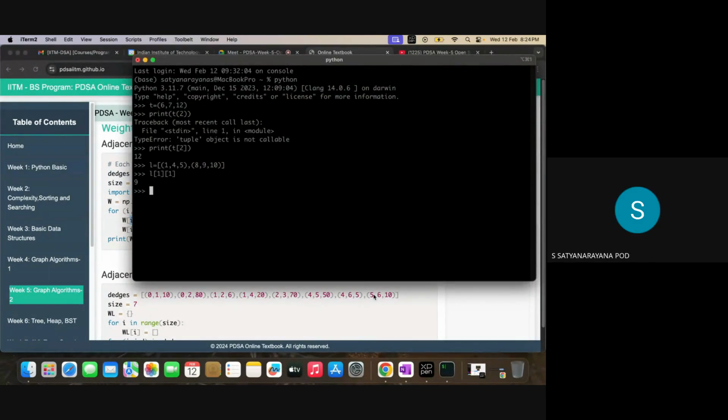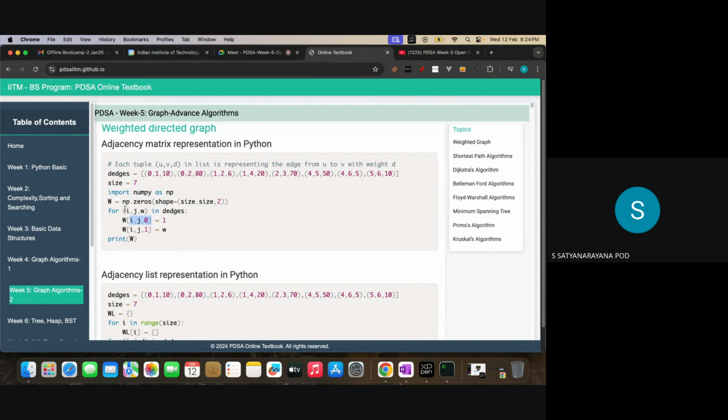I think we can access like this also, because it's a list. It's a list of tuples, right? I think I can access. I'm not sure. This is the first tuple. In that first tuple, I don't know whether it is possible. I think it's not possible. Wait a minute. Sorry, I'm doing it wrong. What is W?